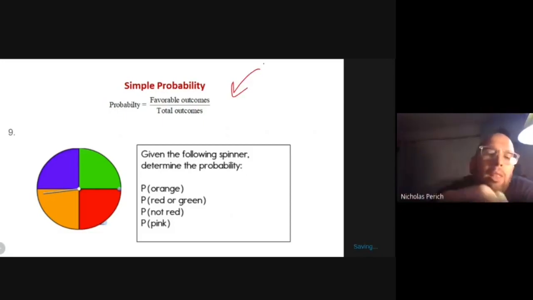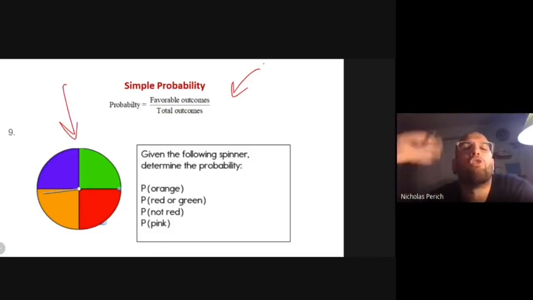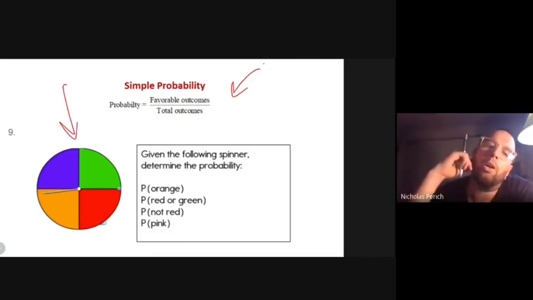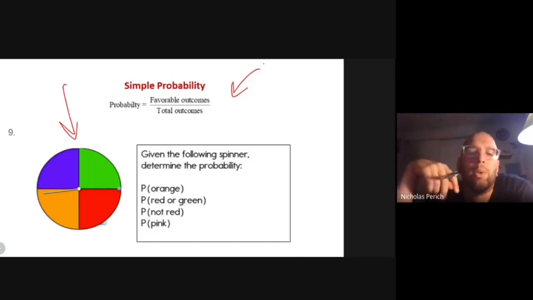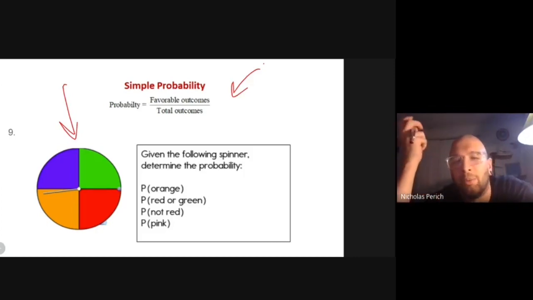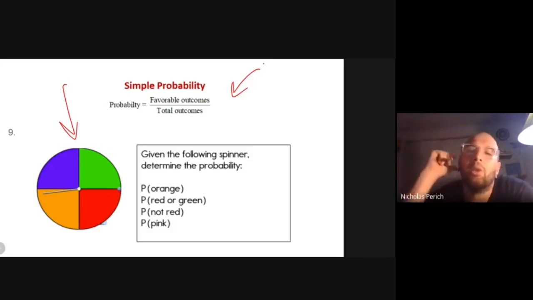Okay, when I look at this, I have 4 different colors that are equally distributable, if that's even a word. If I spin this spinner, I'm just as likely to get a purple as I am to get a green, as I am to get an orange, as I am to get a red. Or for those of you who are colorblind, I'm as equally able to get a gray as I am to get a gray.